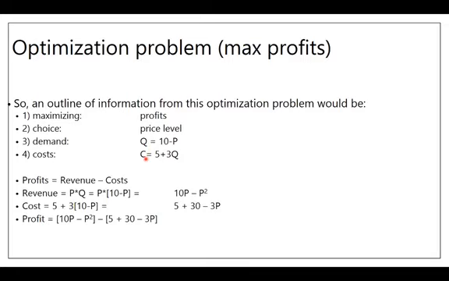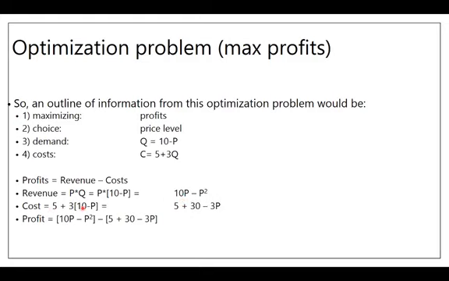So if we raise the price, the quantity we sell lowers, that lowers cost. In terms of functions, it looks like this: revenue minus costs is the profit definition. The revenue definition is just P times Q. And if you substitute the demand curve in for Q, then you would have 10P minus P squared.